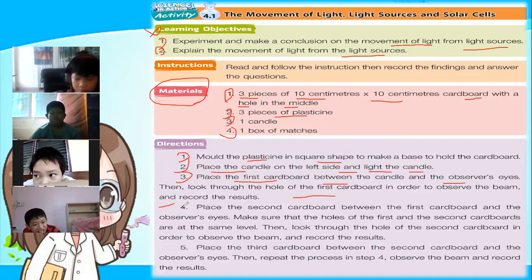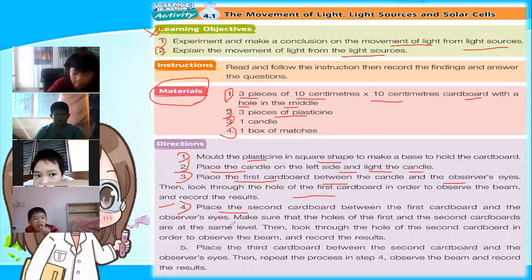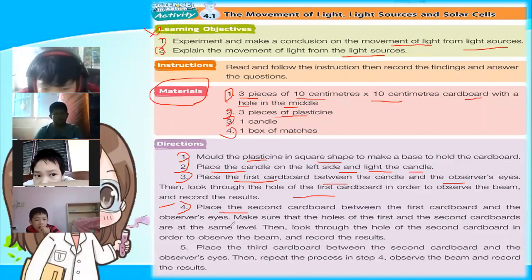So we put 1 candle, and in between we put 1 cardboard with a small hole in the middle, and on the right side we look into the hole and record what we see. Okay, now the second step, number 4: we have to place the second cardboard between the first cardboard and the observer's eye. So we already have 1 cardboard next to the candle. We are going to place 1 more cardboard, and then put our eyes at the back to observe what we find.